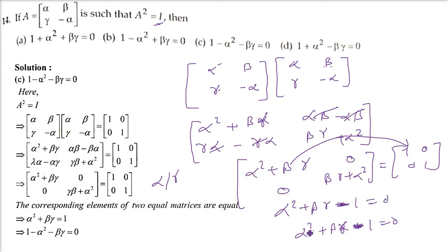That is going to become 1 minus alpha square minus beta gamma. Right? So we can rewrite this with negative multiplication or taking it on the right hand side as 1 minus alpha square minus beta gamma, because 1 is plus as I just said. So the answer is C here, because it will be 1 minus alpha square minus beta gamma. So this is C. C is the answer.